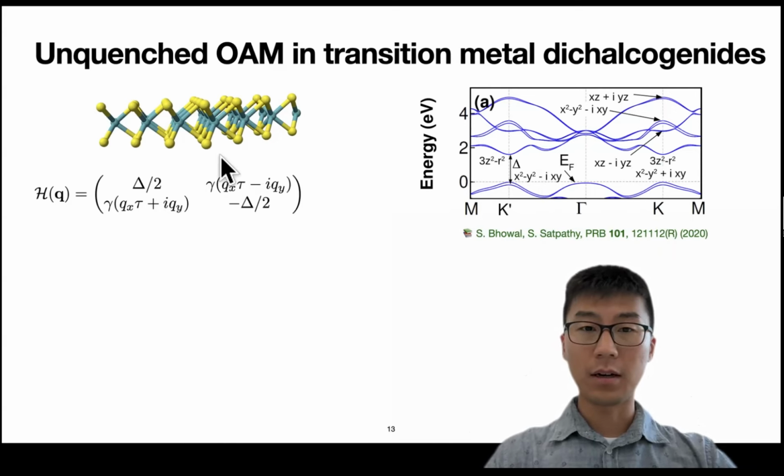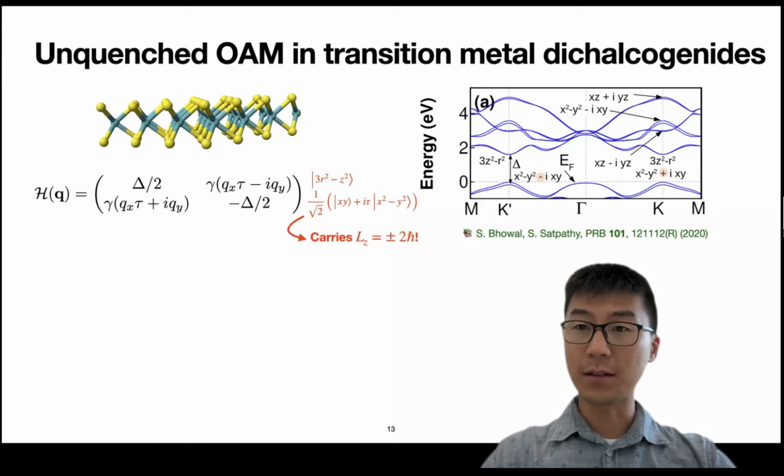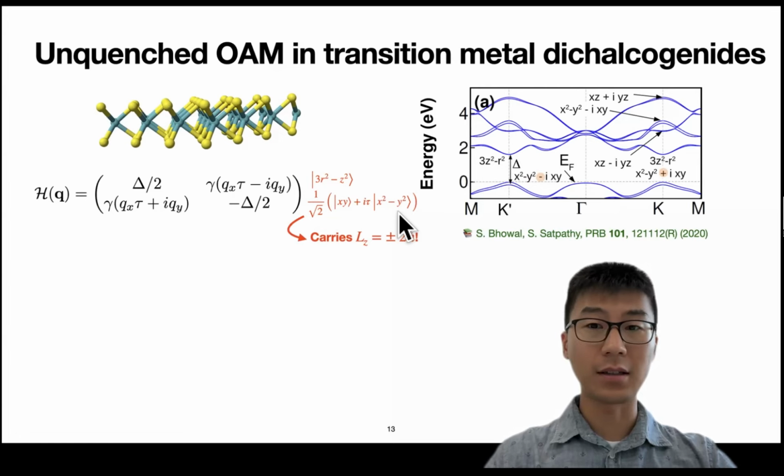Here, a very important point is that the basis functions of this effective Hamiltonian, the basis function for the conduction band is the z square orbital, while the basis function for the valence band is the xy plus i times x square minus y square orbital. And this state carries plus minus 2 h-bar. This is often unnoticed, but this is extremely important in understanding the Hall effect in the TMD systems.